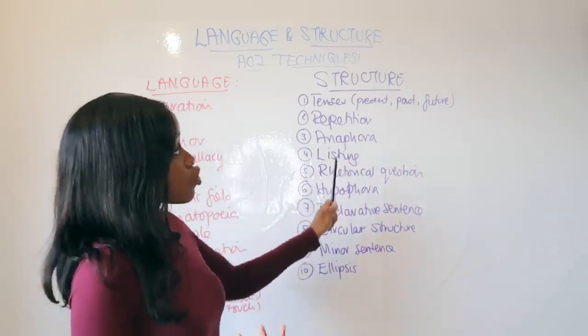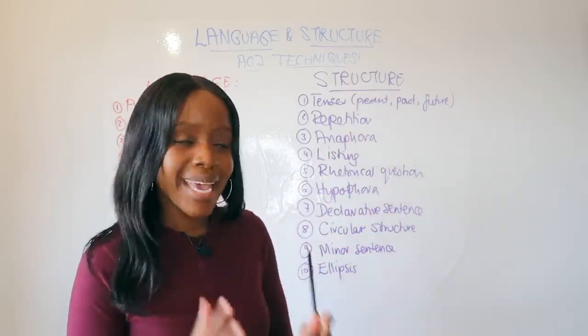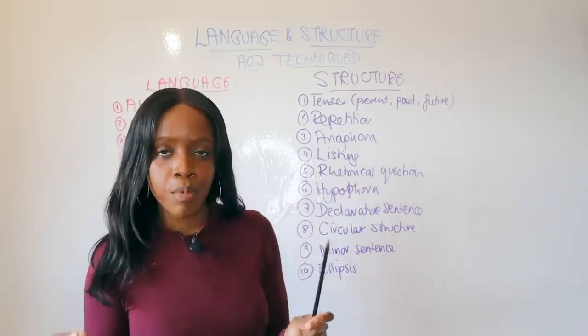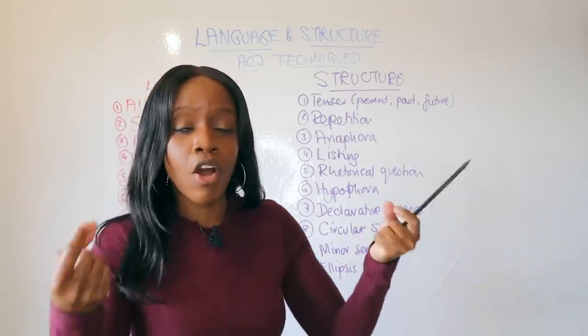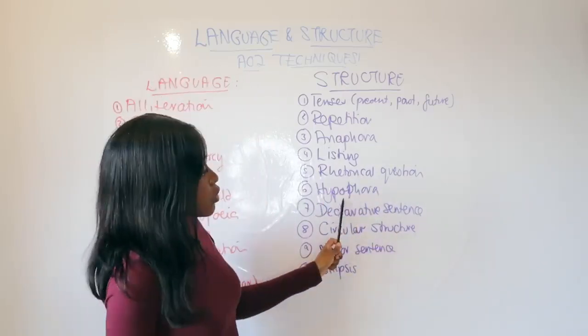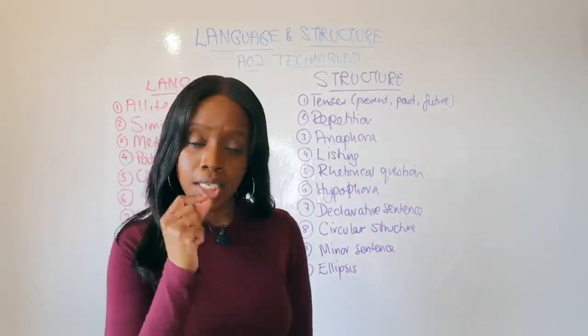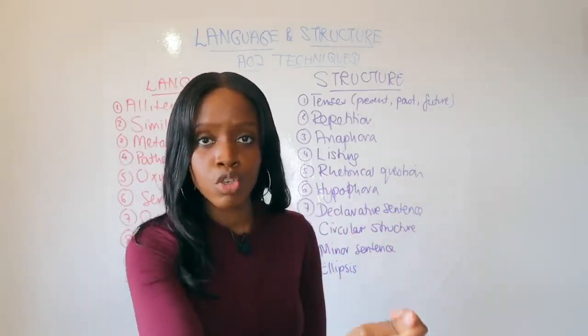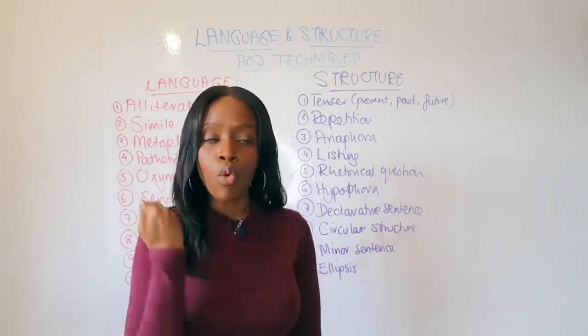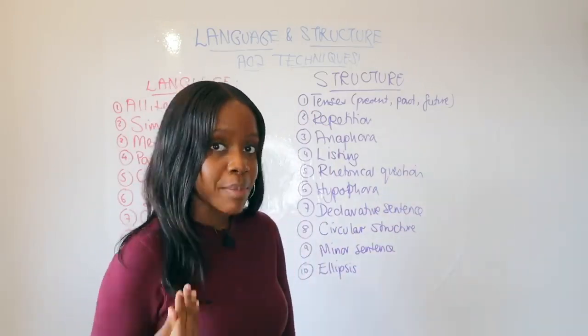The fifth structural technique that writers use is rhetorical question, very, very popular, a question that's not meant to be answered. The sixth, which is very closely related, is hypophora. Sometimes a writer will pose a rhetorical question and immediately answer it. We call that hypophora, when a question is asked and then immediately answered.